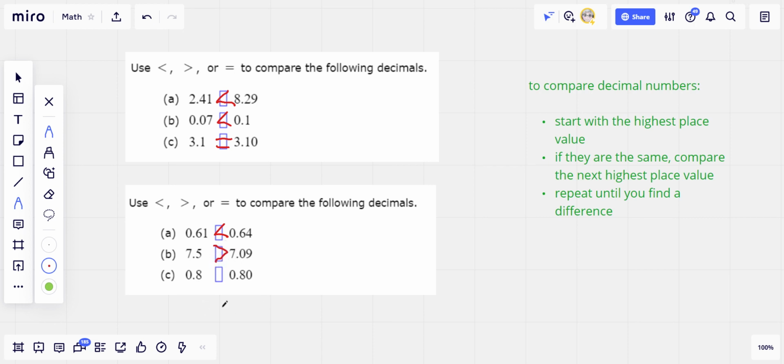And then we've got 0.8 and 0.80. And just like this one up here, that extra 0 on the end might be conveying something about the accuracy of this number, but really they're the same value. So any trailing zeros on decimals like that you can kind of ignore. So 0.8 equals 0.80. And that's a little bit of work with comparing decimal numbers.